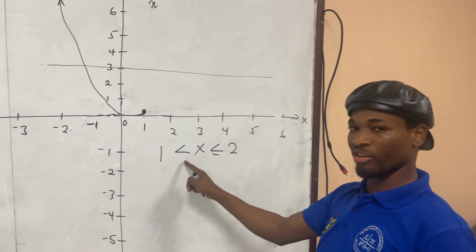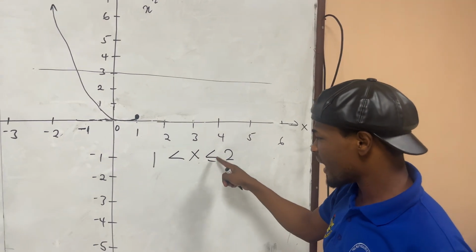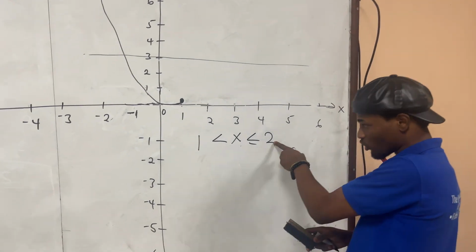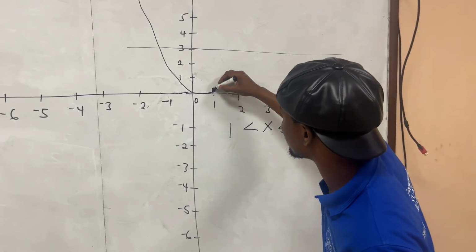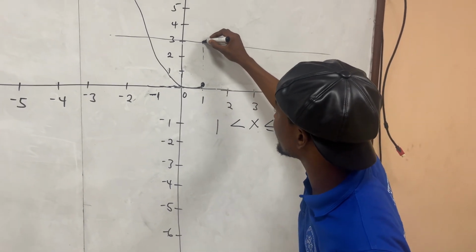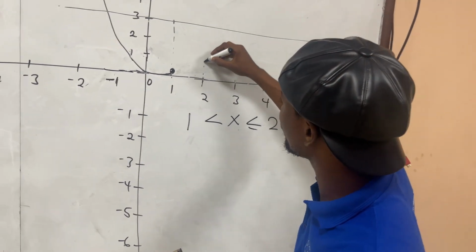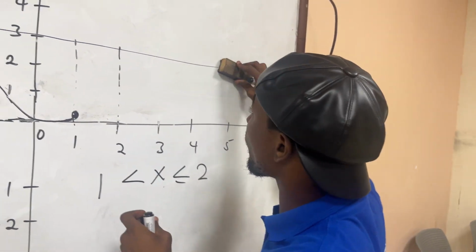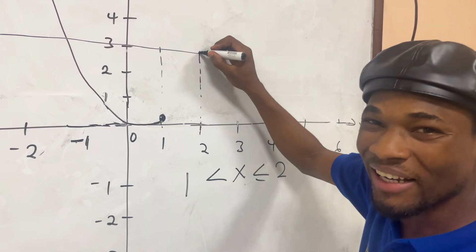Let's obey this restriction. I have 1 less than or equal to x, less than or equal to 2. That means let's start from 1 and end over here for now. So if I trace, this is my 1, so I have 1 over here, then up to positive 2. And this is up to 2 here. Do you get that? So in other words, I'll discard this part up to where I'll end here.